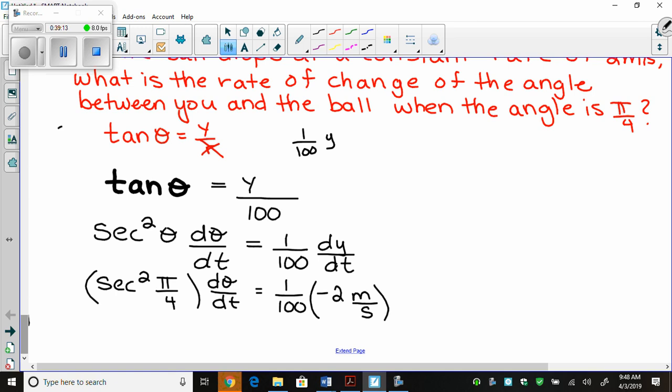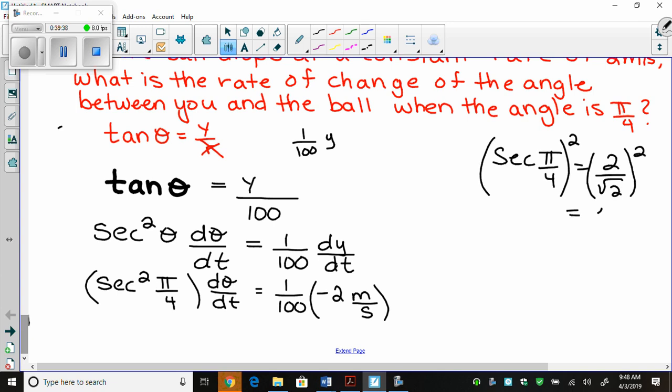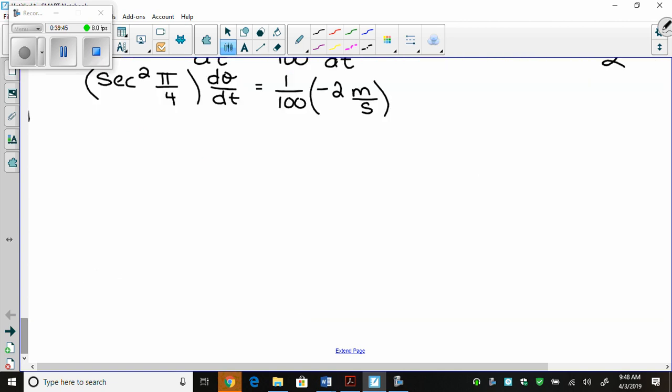Now, cos of pi over 4 is root 2 over 2, correct? So secant of pi over 4 is 2 over root 2. We agree? But I don't want secant of pi over 4. I want secant squared of pi over 4. So it's going to be 4 over 2, which is 2. Yes, that scared me that you guys took a little while to reply to that question.